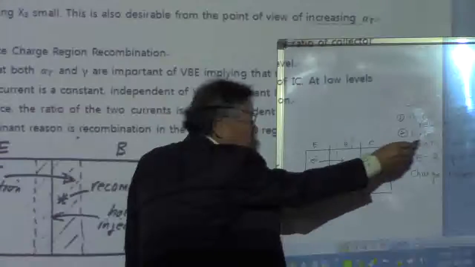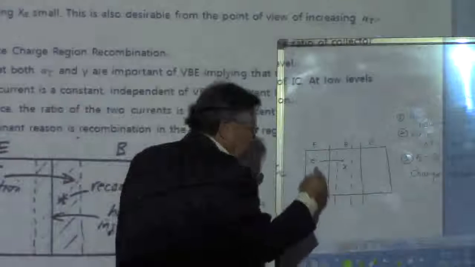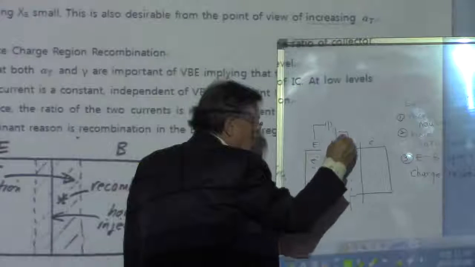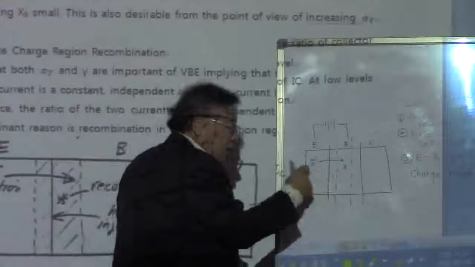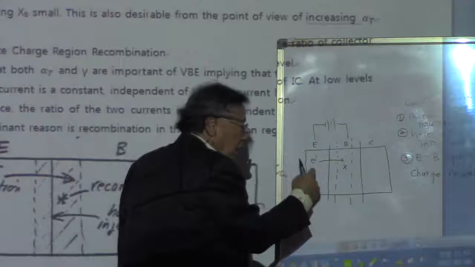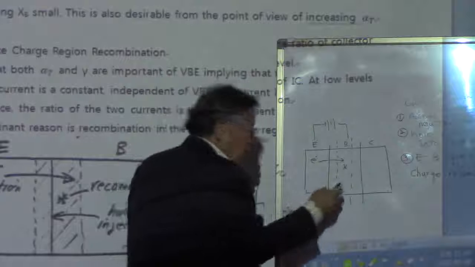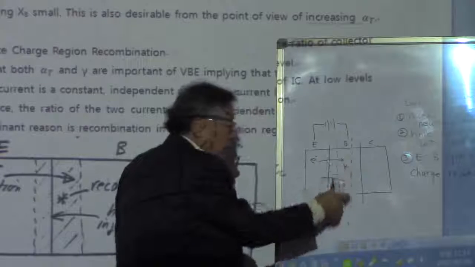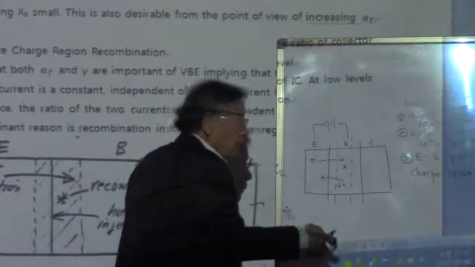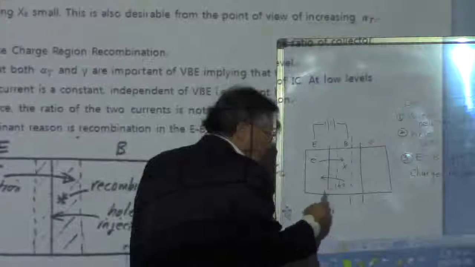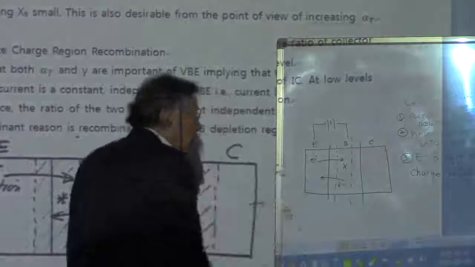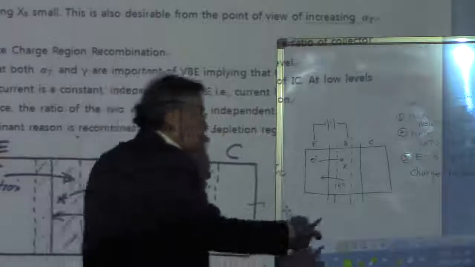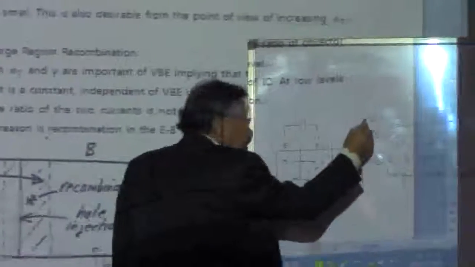And number two is hole injection into the emitter. It means if you have a bias between emitter and base to inject electrons from the emitter to the base, you're going to have a hole injection from the base to the emitter at the same time. This hole injection into the emitter is not going to contribute anything to the total gain of this bipolar transistor. So number two is also important.